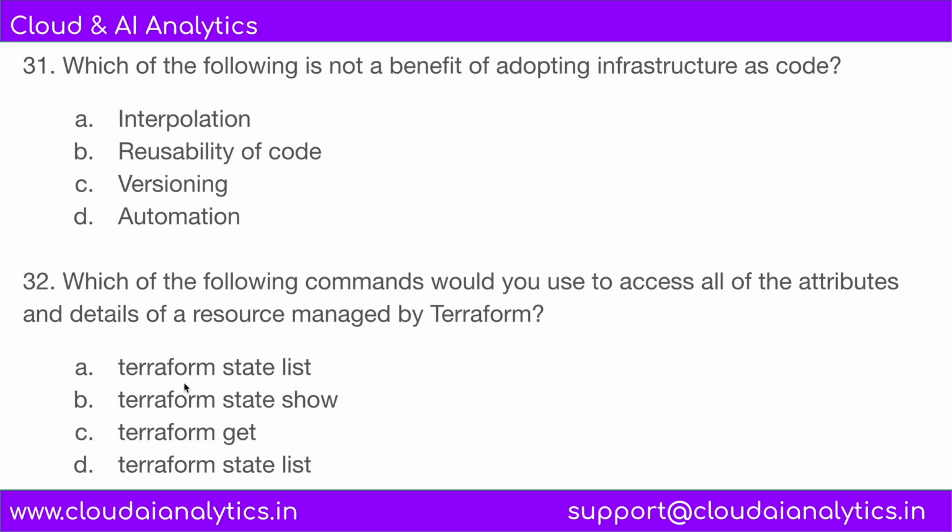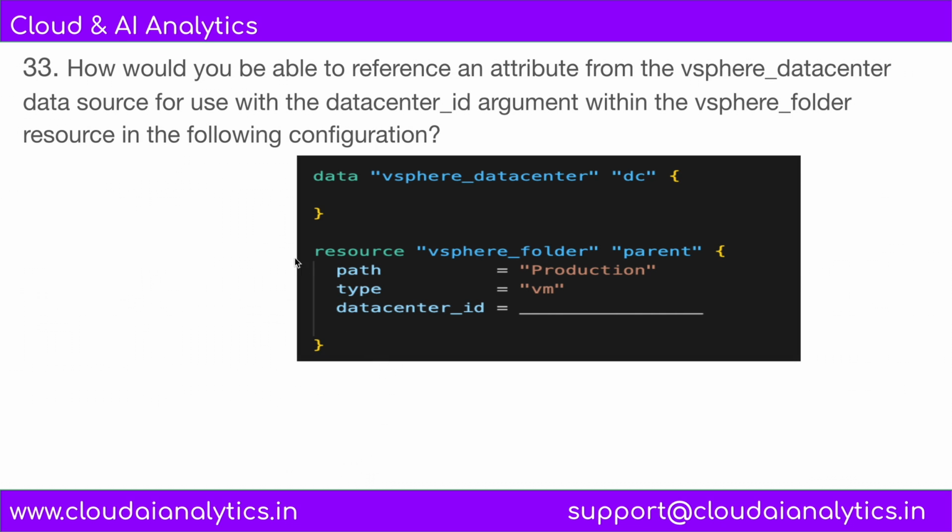Option A, terraform state list. It will list all the resources tracked in the Terraform state but does not show any details. The next command is C, terraform get. Basically, it will download and install modules mentioned in your configuration. It has nothing to do with resource attributes or the state file. And option D, terraform state list. This is just a repeated option. Option A and option D are the same. Now, moving on to the next question.